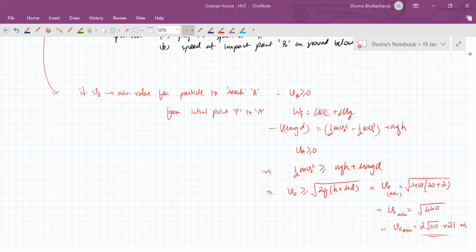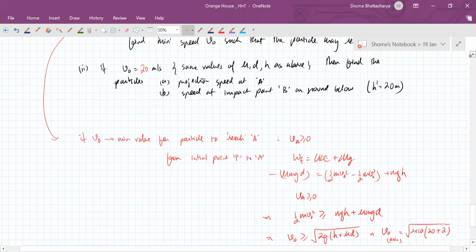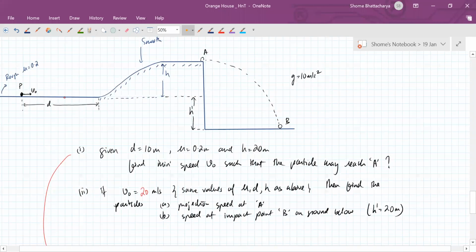That's why the work done by friction we've considered as only minus mu mgd. In this part only friction is acting. And after this, there's no friction acting. There's only normal reaction and mg. Work done by normal reaction is 0. Mg is the internal conservative force. So work done by friction is only minus F into d, so minus mu mgd.